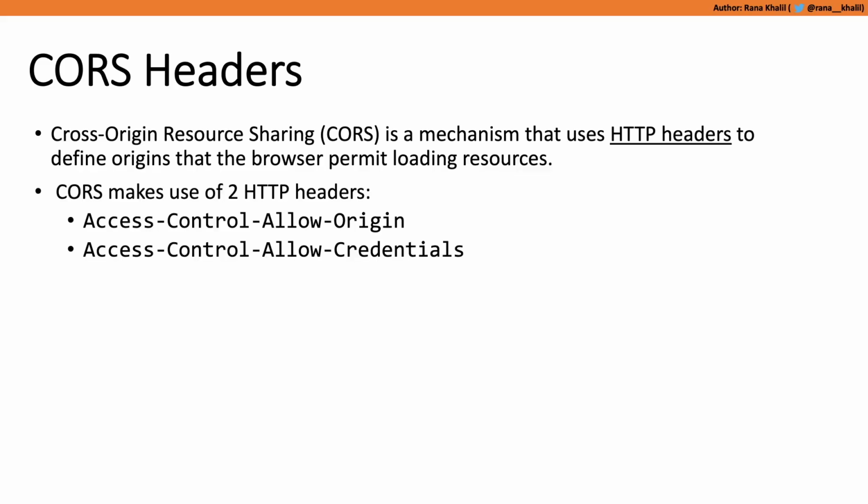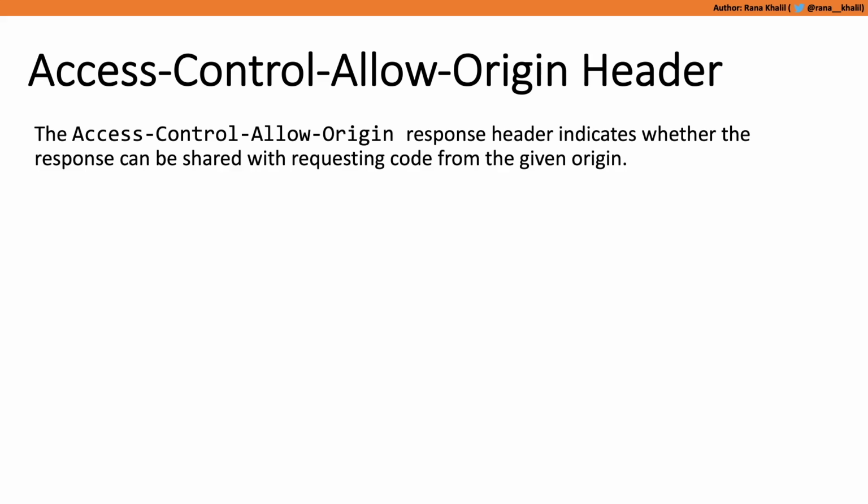And there's two HTTP headers that you will come across when performing cross-origin requests. The first one is the Access-Control-Allow-Origin header, and the second one is the Access-Control-Allow-Credentials header. And we'll go into more details on each header in the next few slides, starting with the Access-Control-Allow-Origin header. The Access-Control-Allow-Origin response header identifies to the browser if an origin is permitted to access the resources of a specific website.